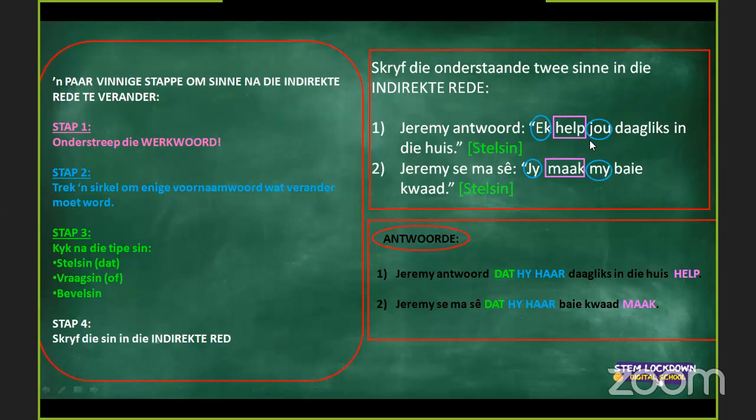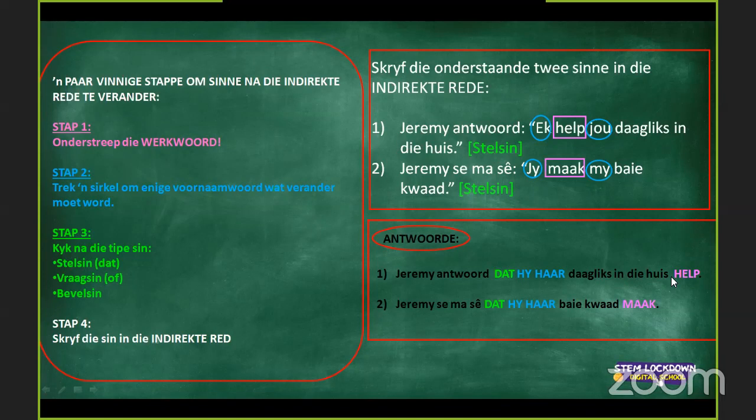Dan het ek gesê, kyk na die tipe sin. You had to look at the type of sentence. You had to determine what type of sentence it is. In hierdie geval is dit 'n stelsin. It is a statement. We've got the word dat, that we're going to use to join the 2 sentences. So if we look at sentence 1, let's go to the answer. Right, I was going to say Jeremy antwoord. We're putting down the word dat because it's a statement to join our introductory sentence with the sentence in direct speech. Remember, dat is a group 3 conjunction. So our verb is going to have to move to the end, and I must remember to change my pronouns. Now, Jeremy, the ek, is speaking to his mother, so dat hy haar daagliks in die huis help.